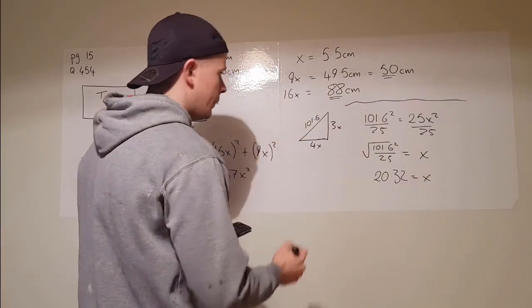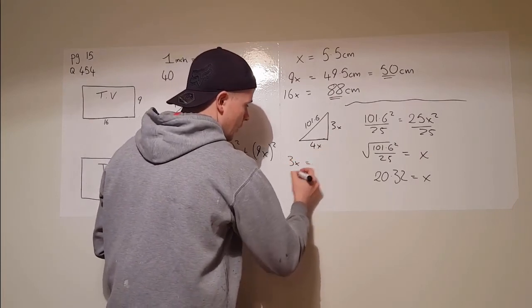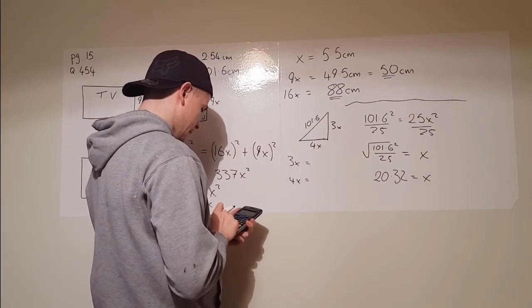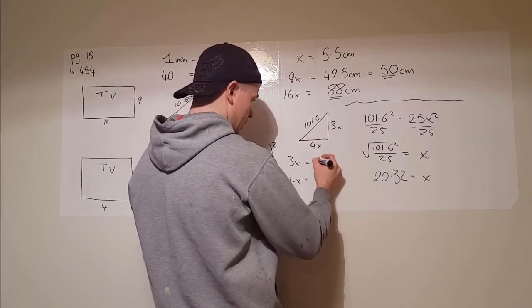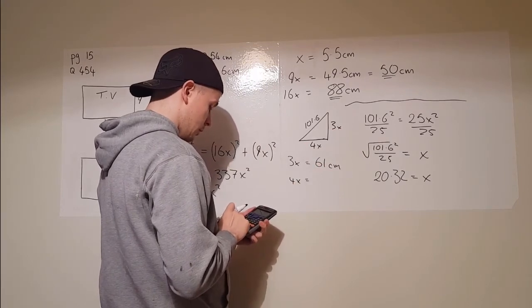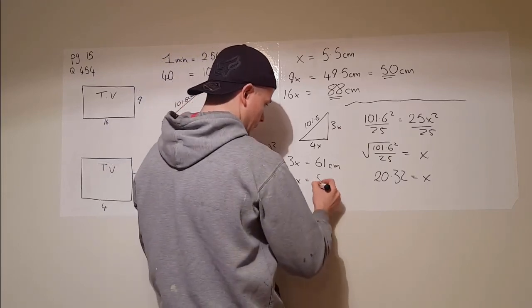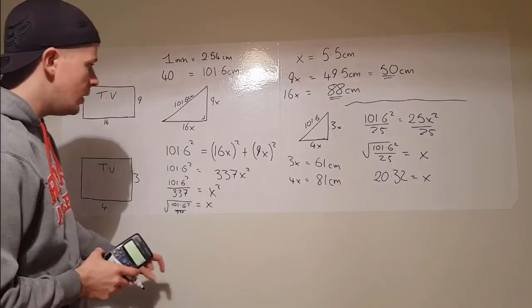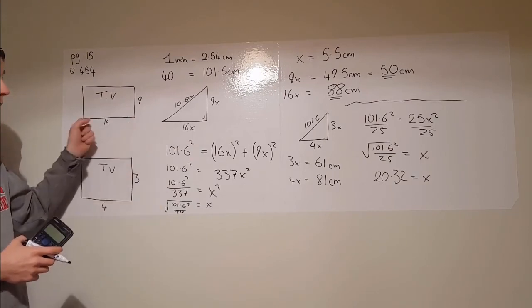Okay, so that's what x is this time. So now I want to get what 3 times and 4 times it is. So 3x is equal to, 4x is equal to, to the closest centimeter, 61 centimeters, and 81. Okay, so this TV, instead of having a height of 50, has a height of 61 and a width of 81 compared to a width of 88.